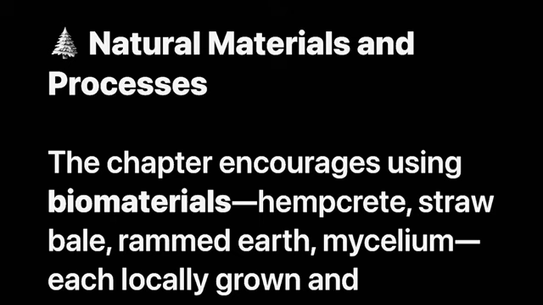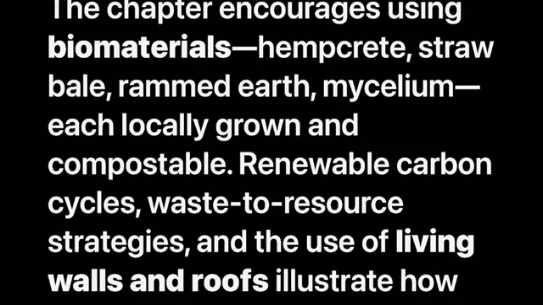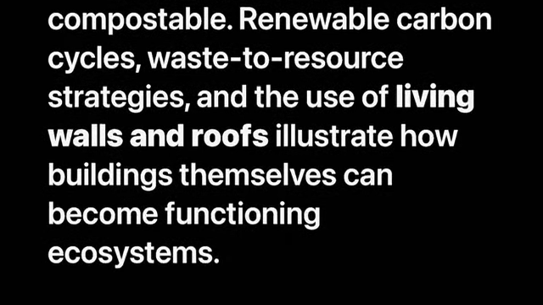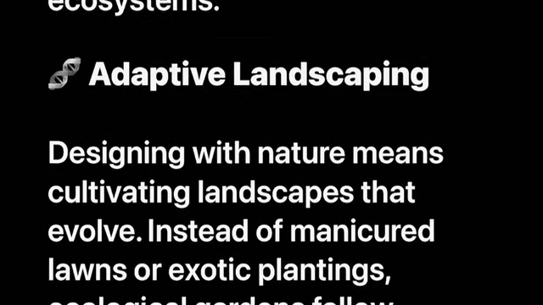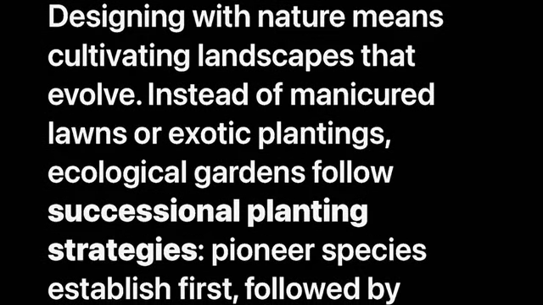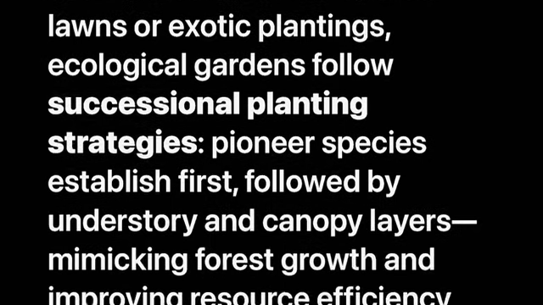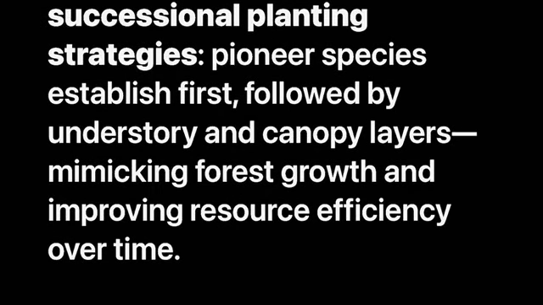Natural materials and processes. The chapter encourages using biomaterials, hempcrete, straw bale, rammed earth, mycelium, each locally grown and compostable. Renewable carbon cycles, waste-to-resource strategies, and the use of living walls and roofs illustrate how buildings themselves can become functioning ecosystems. Adaptive landscaping. Designing with nature means cultivating landscapes that evolve. Instead of manicured lawns or exotic plantings, ecological gardens follow successional planting strategies. Pioneer species establish first, followed by understory and canopy layers, mimicking forest growth and improving resource efficiency over time.